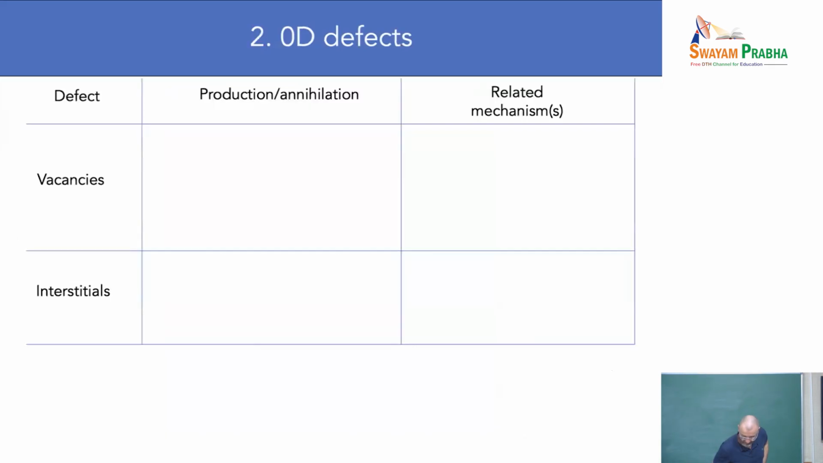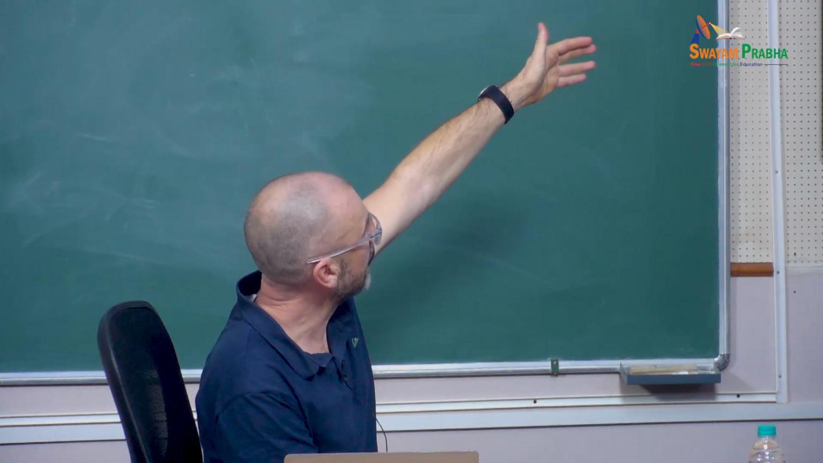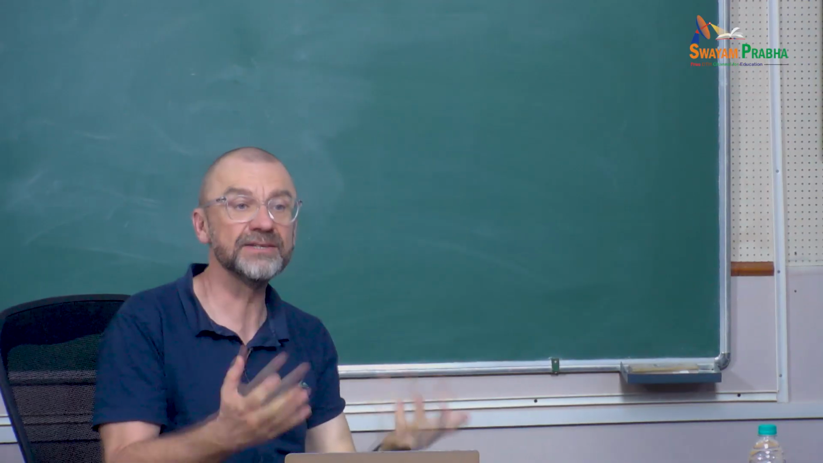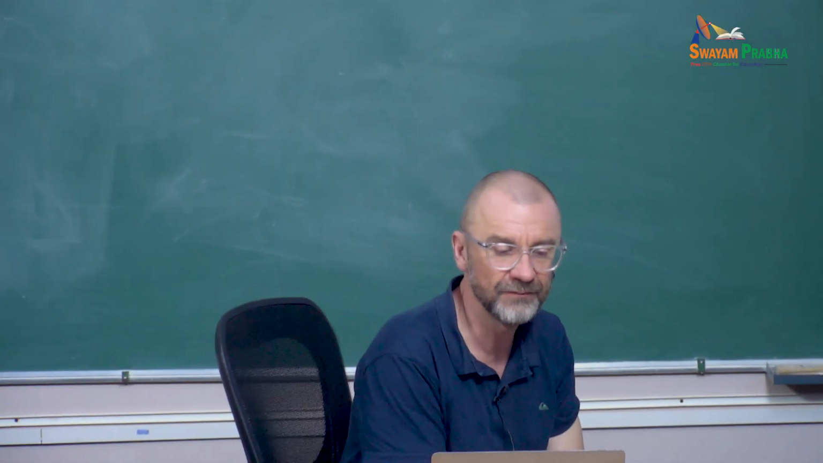So what I thought I would do is do a table like this, where we have the defects, and then how they are produced or annihilated, and what type of mechanism they are related to. For example, vacancies: where do vacancies come from? Clearly irradiations would create vacancies, but without irradiations, are there vacancies if I take, I don't know, a metallic spoon? Are there vacancies in a spoon?